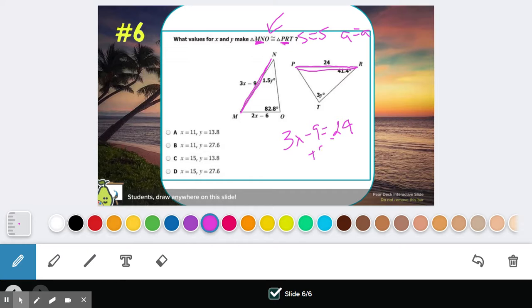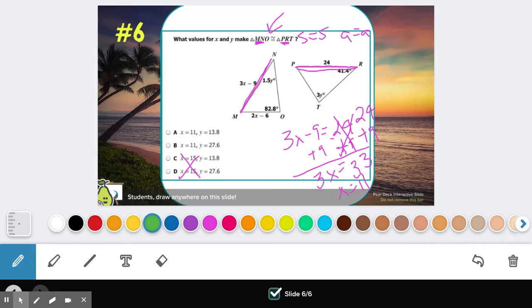You solve that equation by adding 9 to both sides. So 3x equals, that's a plus 9, by the way, so 24 plus 9 is how that should read. So that's 33, and x equals 11. So if x equals 11, it's not C and D.